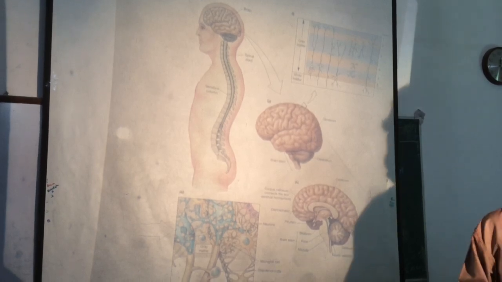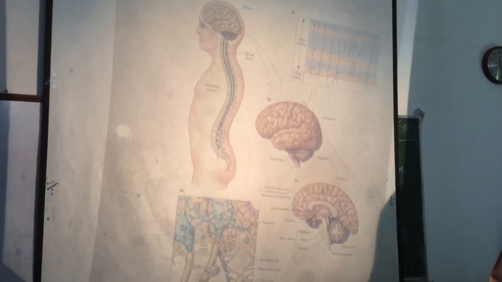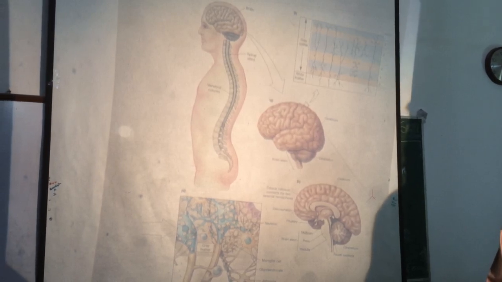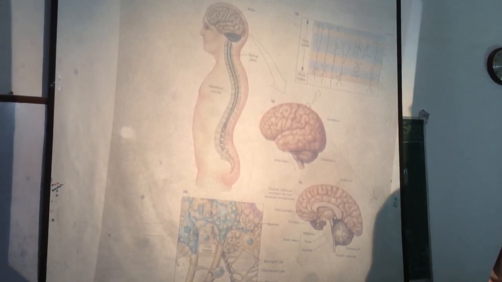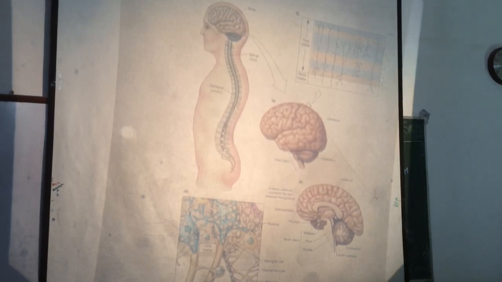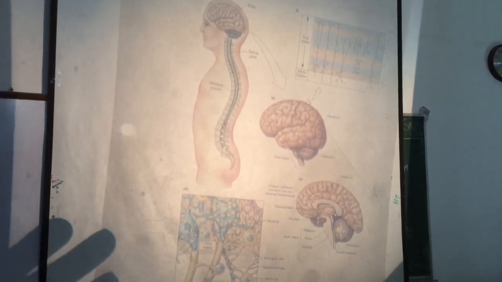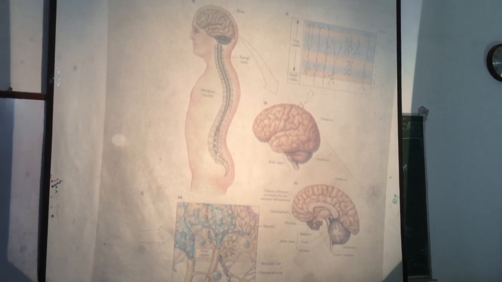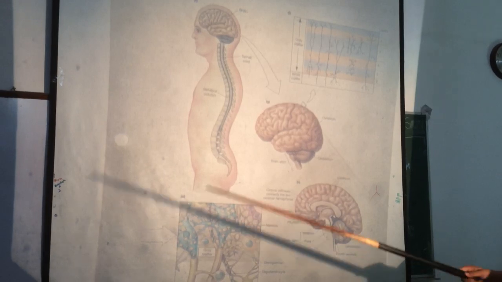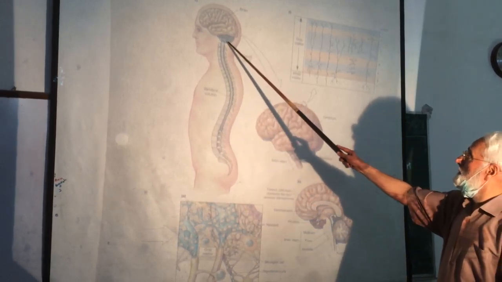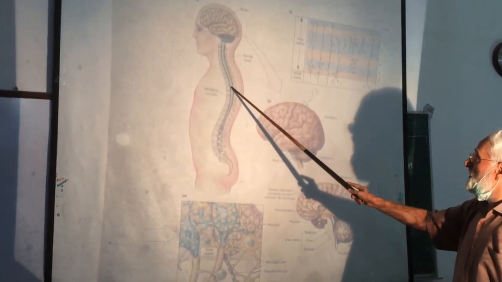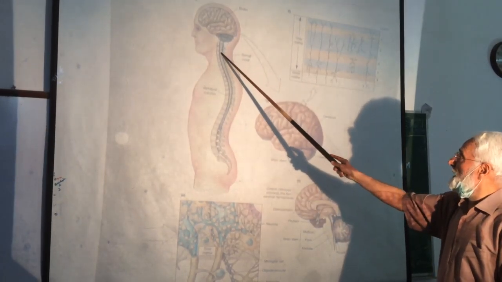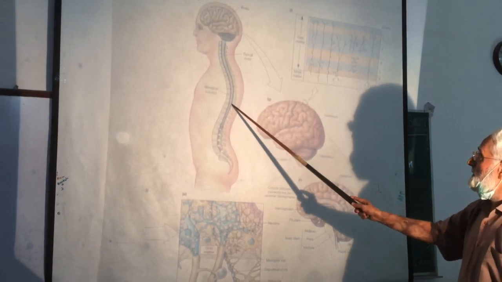In the last lecture, we discussed the physiological anatomy of the brain. Now we discuss the physiological anatomy of the spinal cord. The spinal cord is a cylindrical structure present in the central canal of the vertebral column.